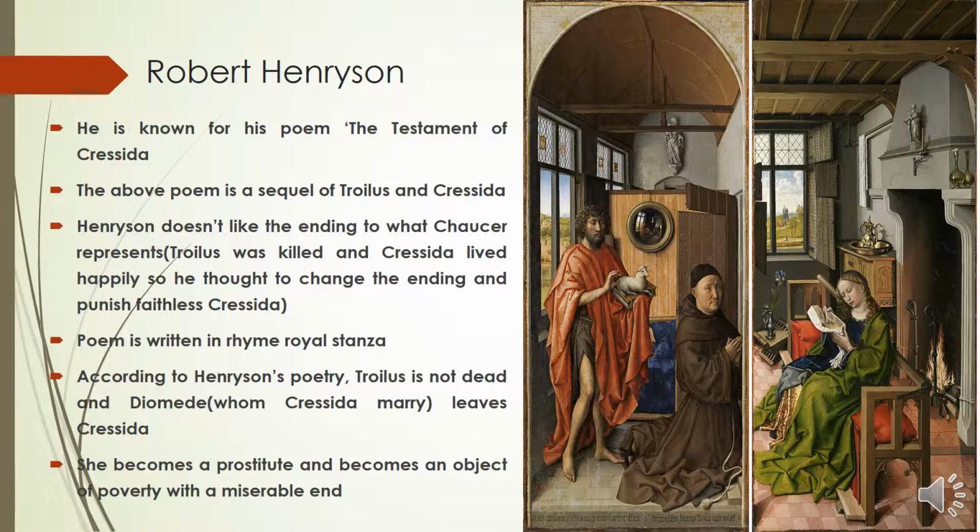And in his Testament of Cressida, there is Diomede whom Cressida marries. But Diomede gets tired of Cressida, and so one day he leaves her in a forest and goes away. Then Cressida turns into a prostitute. Later she was afflicted by a disease called leprosy. Then she starts begging with lepers. One day Troilus was passing by her way and he gave her some alms. Then neither of them could recognize each other. Neither Troilus recognized her, nor did Cressida recognize him.